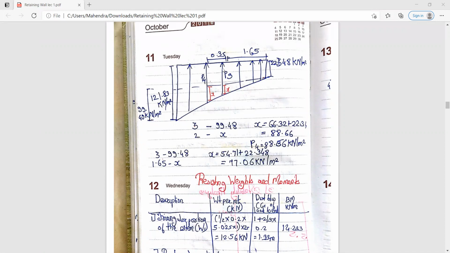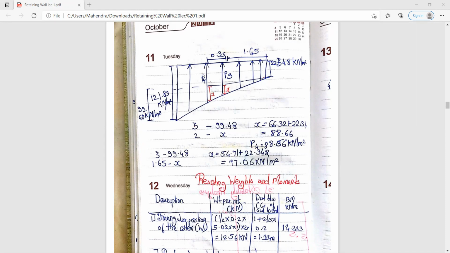Now you need to calculate these P3 and P4. But before calculating P3 and P4, you need to calculate this distance, because you don't know it. This x and this x you need to calculate. As you can see in the diagram, for total 3 meter, the pressure is 99.48. So for these 2 meter, the pressure is x. By doing cross multiplication, you can calculate the value of x. So the value of x you get is 66.32.